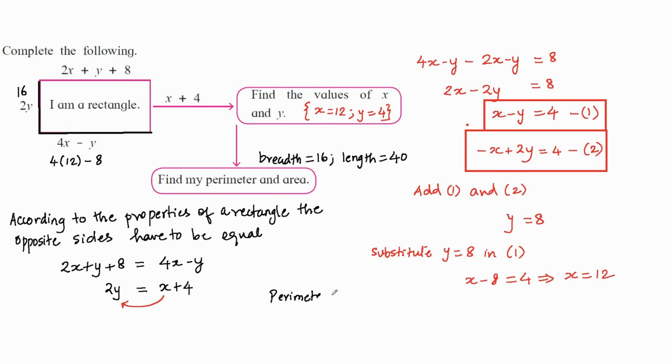Perimeter will be 2 times length plus breadth. That's 2 times 40 plus 16, which is 112. And the area will be length into breadth. That's 40 into 16. By the way, don't forget the units. So this is 112 units and this will be 640 square units, right? So the perimeter is 112 units and the area is 640 square units. So this is how you solve this particular question that is based on rectangles. Again, let me pause for a couple of seconds and then we will move on to our next question.